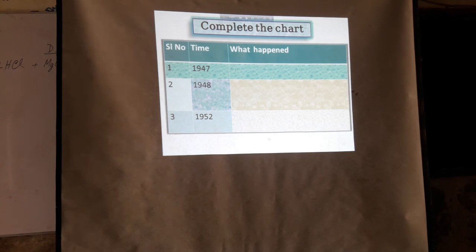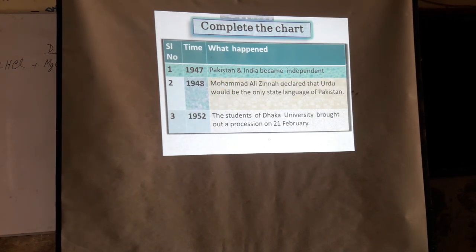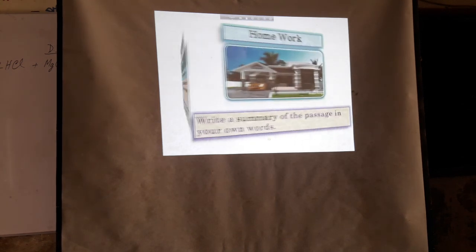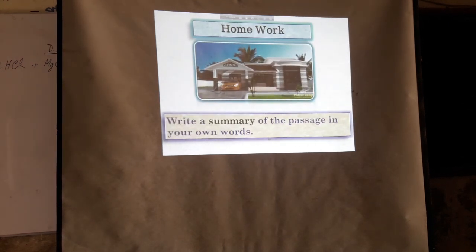Now complete the chart. 1947, what happened? Write down the answer. Have you completed? I think you have completed. Then go to the next slide. This is your homework. You have to write the summary of the passage in your own words.